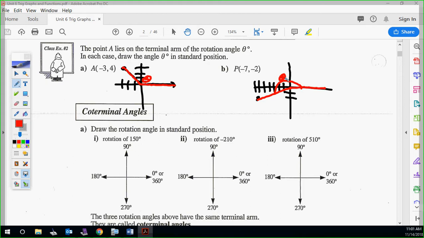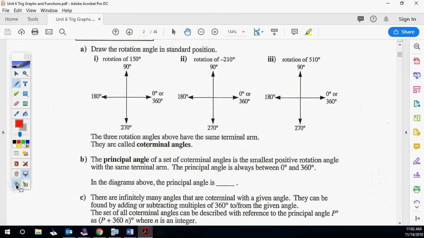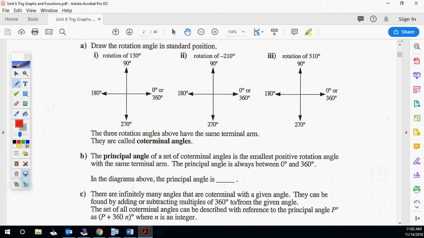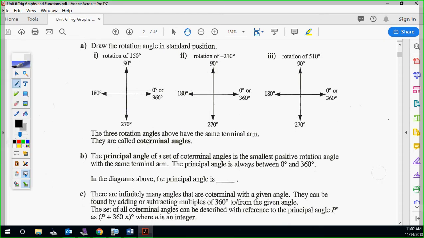Okay. All right. So it's coterminal angles. Draw the rotation angle in standard position. So we're going to draw these in standard position. So 150. We're going to be right about here. 150. Okay, -210. So we're going to be right about here. Okay, and then 510. So 510 is, let's see here.